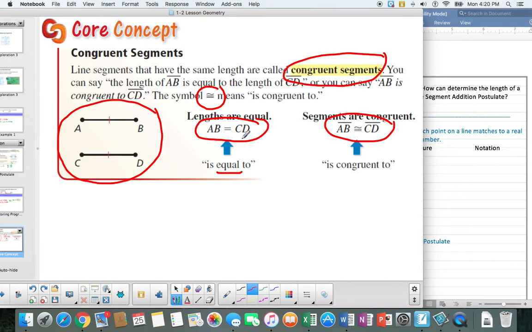Notice the word lengths are being used here. Notice segments are being used here. Equals being used here. Congruent being used here.